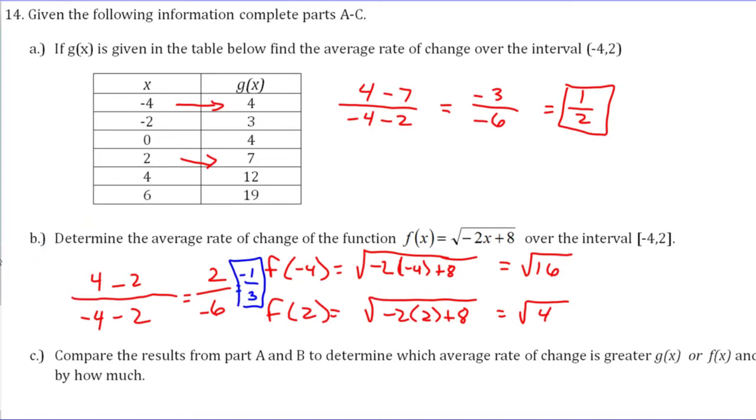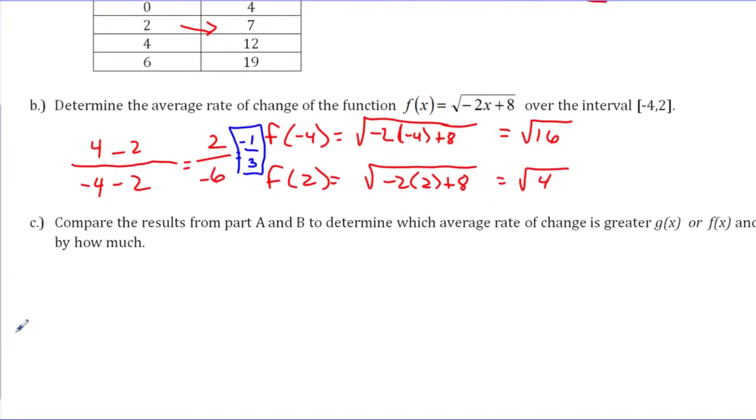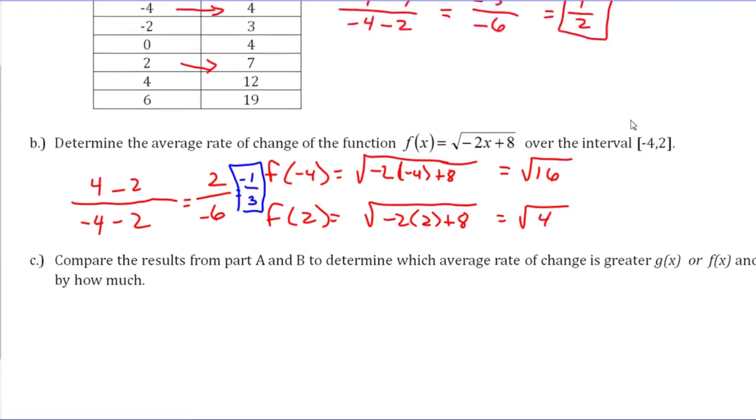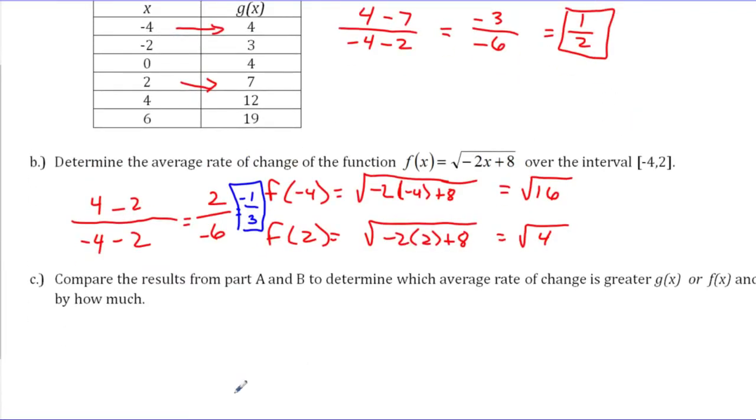Okay, so now the last part is saying compare A and B and determine which one has the greater average rate of change, and by how much. Okay, so here's what we need to remember. When we're thinking about average rate of change, the 1/2 and the 1/3 are the average rate of change. In this case, the negative sign, what that's really contributing is direction. It's telling us that for this interval between -4 and 2, the graph is traveling down, right? It's kind of going on a downward slope.